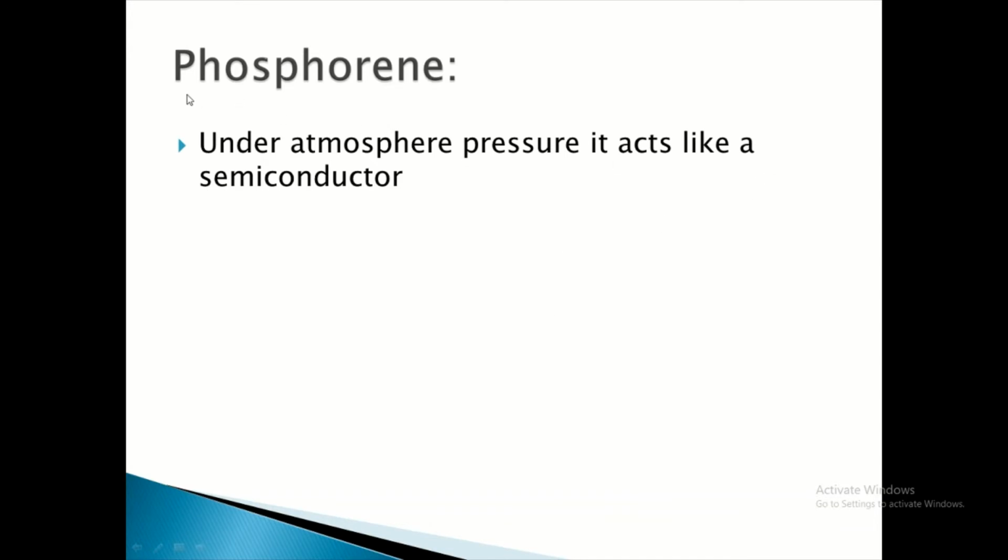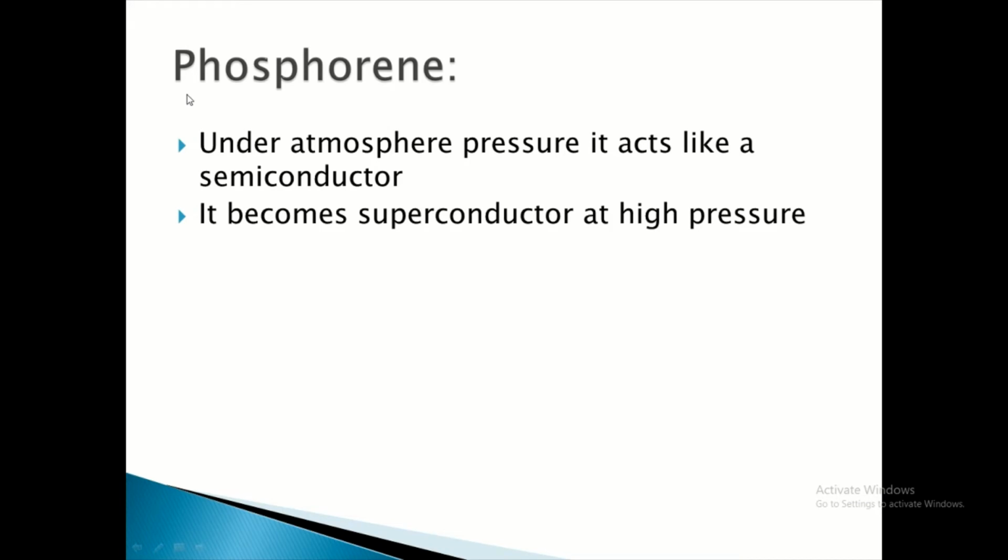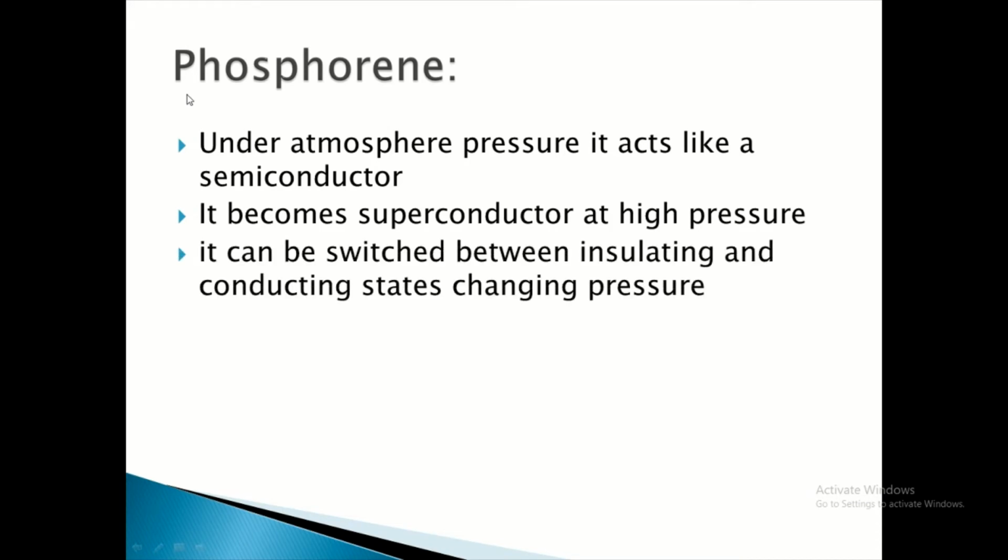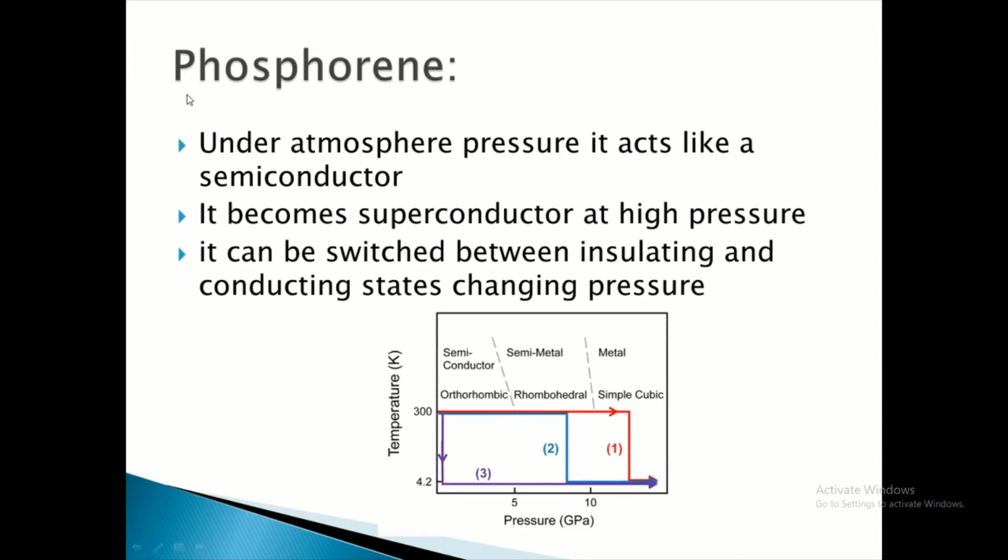Some other properties: under atmospheric pressure it acts like a semiconductor. It becomes a superconductor at high pressure. It can be switched between insulating and conducting states by changing pressure. And here you can see a simple diagram where phosphorene changes its properties with variation in pressure and temperature.